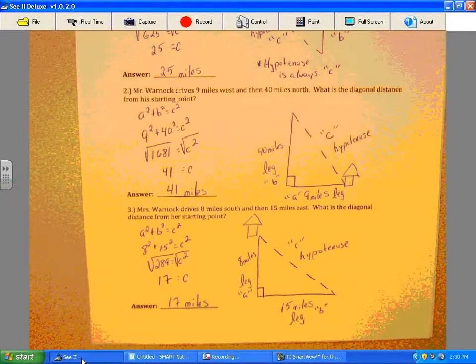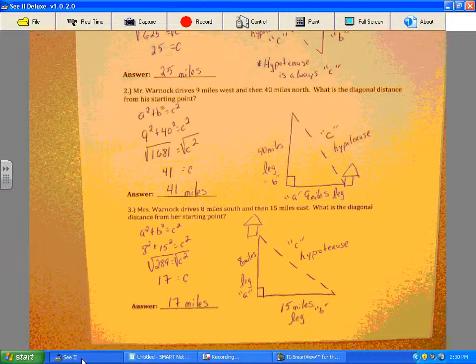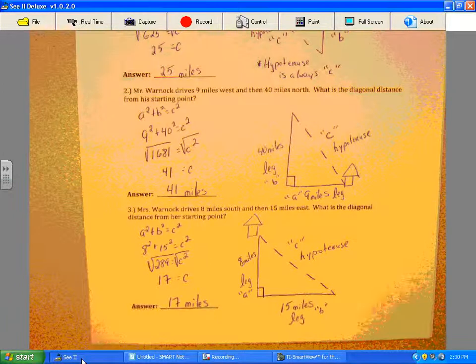That concludes the third remediation lesson in geometry. If you have any questions, do not hesitate to ask your math teacher.